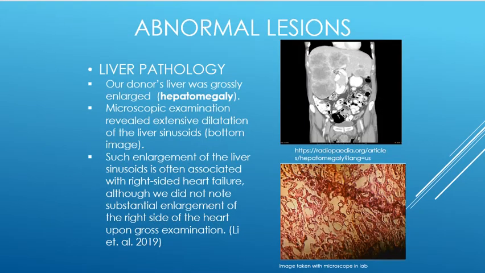So as for our cadaver's liver, one of the first things that we noticed in the abdominal block was that the liver was very grossly enlarged, or that our donor had severe hepatomegaly. And then upon further microscopic examination, we found that the liver sinusoids were extensively dilated, and oftentimes such enlargement of the liver sinusoids is associated with right-sided heart failure because since the heart can't pump blood into the systemic circulation, or into the pulmonary circulation rather, blood gets backed up in the liver, and that causes significant liver pathology. However, we did not note any substantial enlargement of the right side of our heart on gross examination.